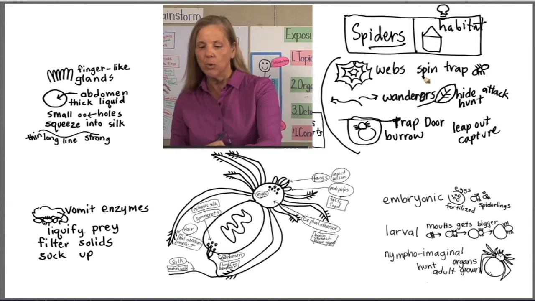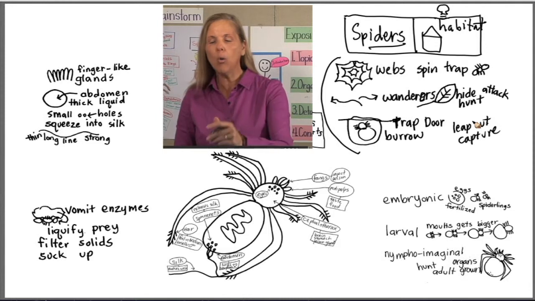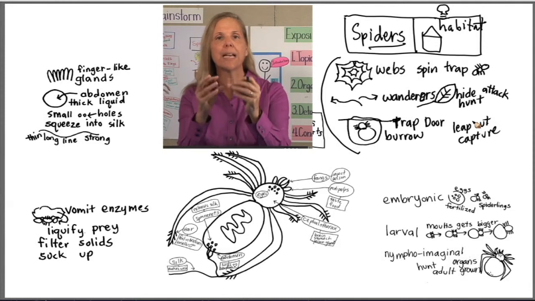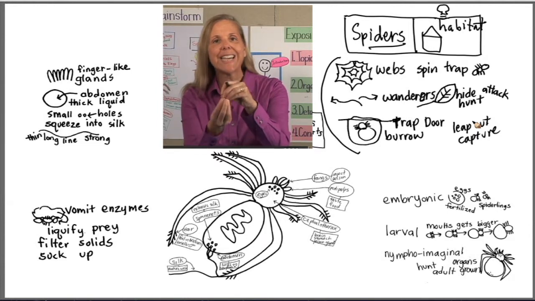Let's see, to spin a web to trap the spider in the web, to attack the spider by hiding and attacking the spider underneath a leaf, by jumping out from the burrow to capture the spider. How are all those things, trapping, attacking, hiding, capturing, how are all those things the same that the spider is doing?